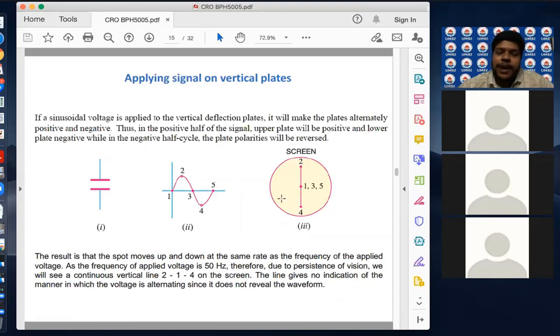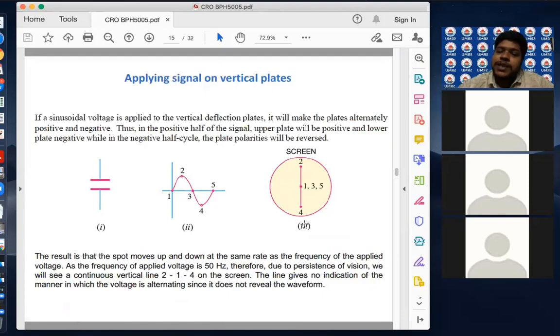Like if we don't have horizontal plates to give a constant voltage, अगर हम लोग ऐसा signal apply करेंगे, so if these are vertical plates like this, we will see on the screen a vertical line. Signal हमने ऐसा apply किया, and what we got is a line. So this is not the correct way. The line gives no indication of the manner in which the voltage is oscillating, since it does not reveal the waveform.